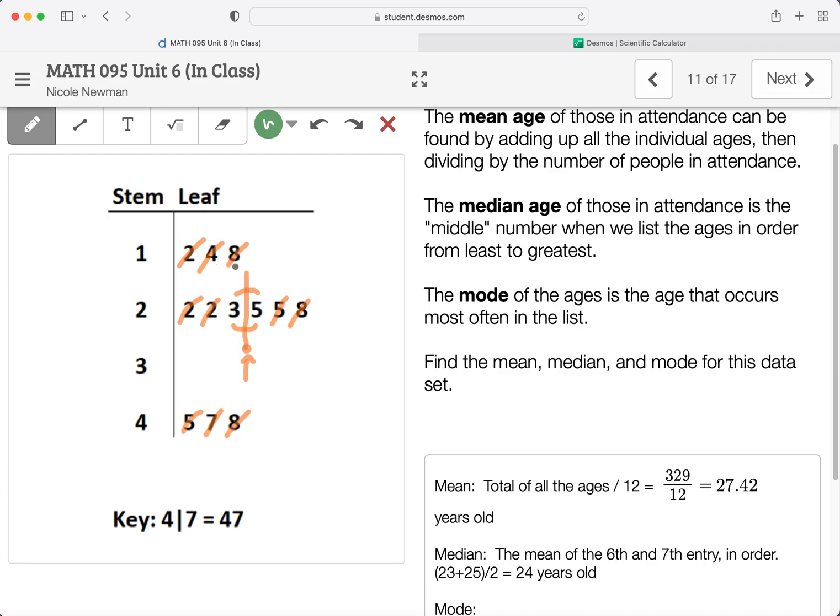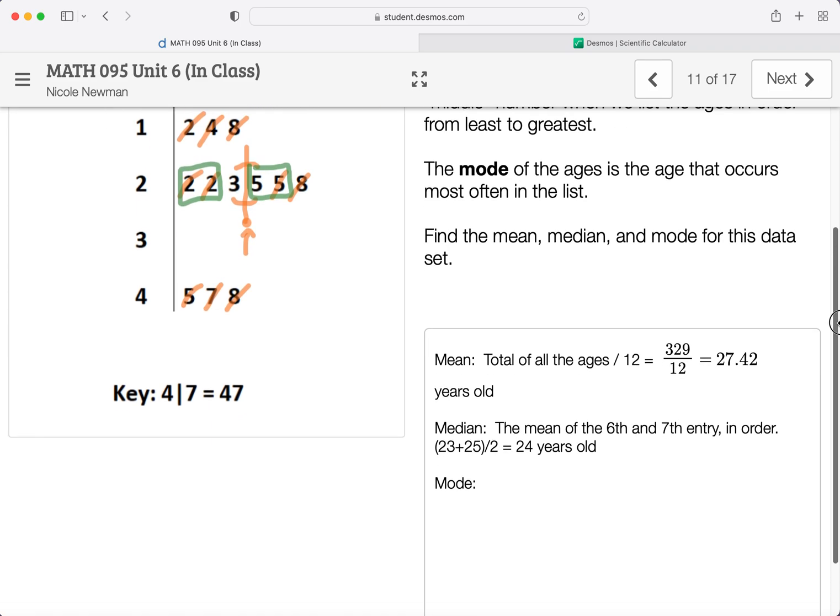Let's look within each row. Are there any repeats within each row? Nothing repeats here, 12, 14, 18, no repeats. But these are repeats. 22 is repeating. And then these 5s, those are repeating. We get two people who were age 22 and two people who were age 25. And that's the most repeated stuff that we have. Those are our modes. We get two of them: 22 years old and 25 years old.